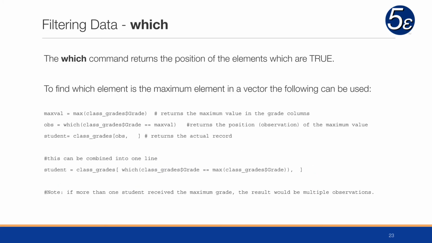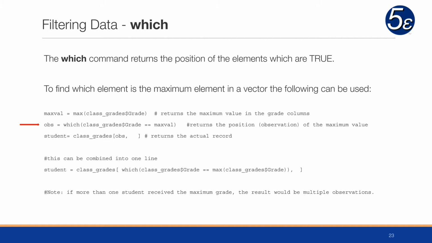Now the which command returns the position of the elements which are true. So to find which element is the maximum element in a vector, we could use the following. We have a certain maximum value for a class grade. In this case, we use the max function, class grades, $grade, which returns the maximum value for the grade column. The next one will be which of the class grades equals that max value. So here we're using the which function, class grades, $grade equals max val. We're saying which one of the elements in the vector of grade in the class grades data frame is equivalent to the max value. And when we find out, we're going to put that in the OBS variable.